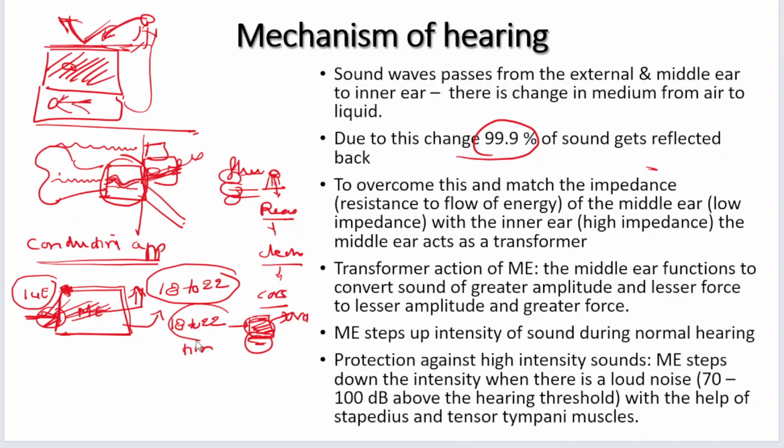So do not have a misconception that the middle ear, because it has 3 ossicles, is just conducting the sound. Whatever the tympanic membrane is vibrating, the 3 ossicles will vibrate, and that vibration will be passed on to the oval window, the stapes footplate, and into the scala vestibuli. No, it is stepping up the intensity of the sound by 18 to 22 times.